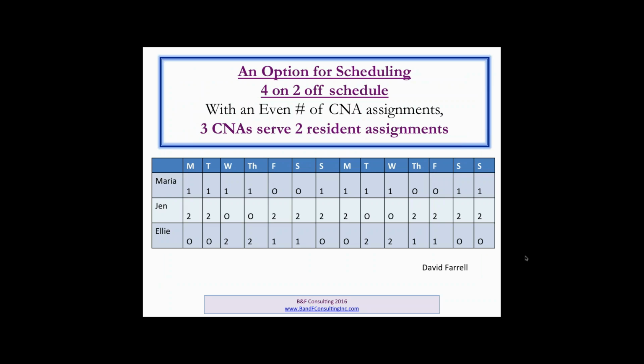Here's one example of a resident-centered schedule. The schedule is built around resident assignments with consistent staff and consistent backups. Here, 3 CNAs share 2 assignments. Every CNA works for 4 days and then has 2 days off. Maria has assignment 1, and on her days off, Ellie is her backup. Jen has assignment number 2, and on her days off, Ellie is her backup. Some buildings modify this so staff have every 3rd weekend fully off.